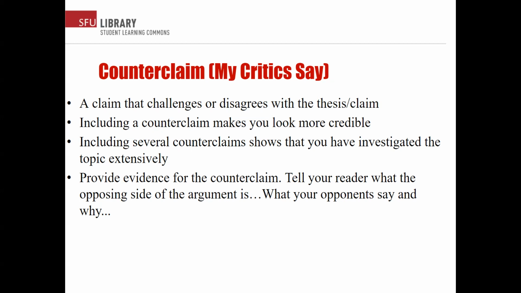So you have to provide evidence for the counterclaim and tell your reader what the opposing side of the argument is, or actually what your opponents say and why. The counterclaim section in a, let's say, 5 to 7 page essay is about a paragraph or two. And here are some templates again that may help you in writing the counterclaim section.